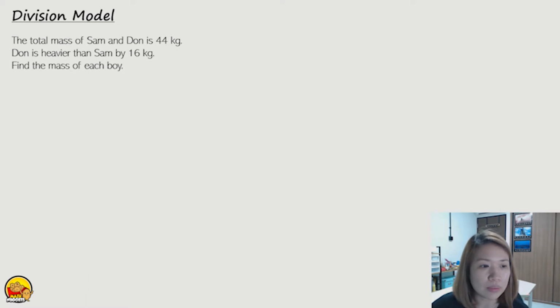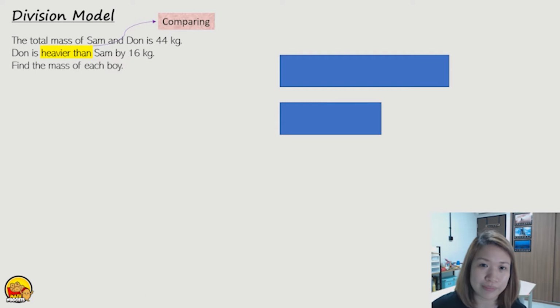Okay, now, the clue in the question, heavier than. Heavier than suggests that they are comparing. Yeah, they're comparing Dawn and Sam. And if they're comparing, it means we will draw a comparison model. So what's a comparison model? We draw two bars, one long, one short. Okay, so what else do they tell us?